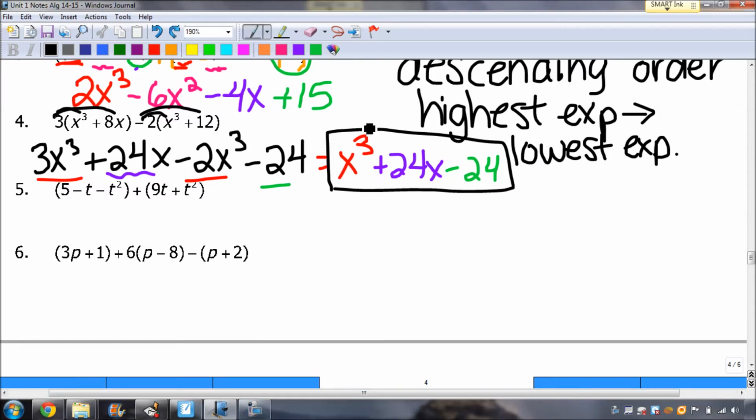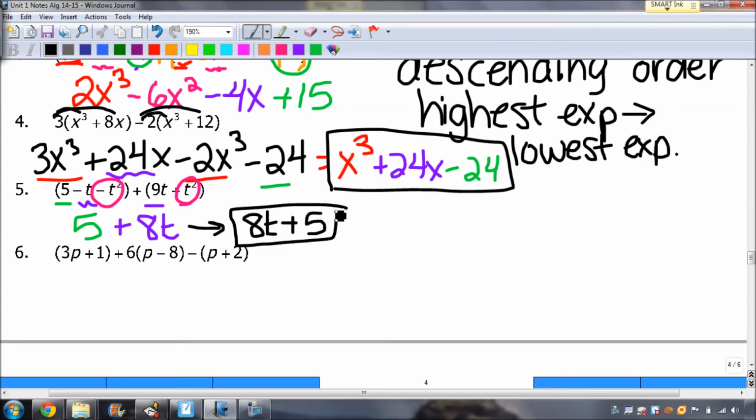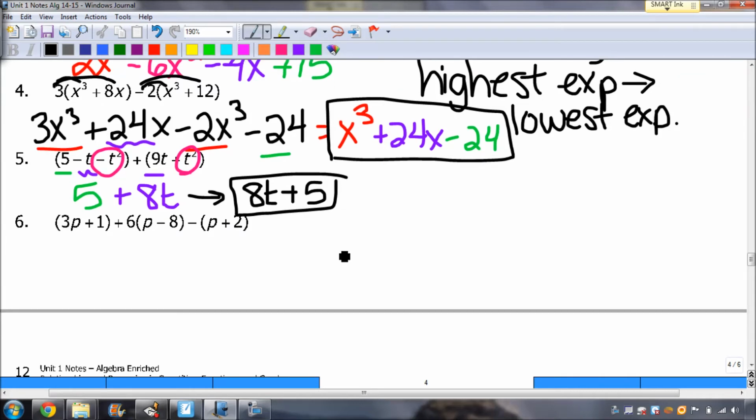All right, in number 5, this 5 isn't going to be combined with anything else, so I'm going to copy it down, okay? This negative t gets combined with this 9t, so I end up getting 8t, okay? And then this negative t squared gets combined with this positive t squared, but you've got negative 1 and positive 1, so they cancel each other out. So this is your answer, but it has to be written in descending order, so your answer would be 8t plus 5, okay? And then for question number 6, 3p plus 1 is written in parentheses, but there's really nothing I can do with the parentheses, so I'm just going to copy it down without the parentheses.